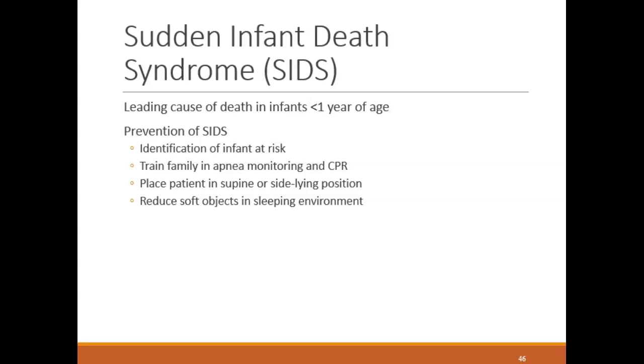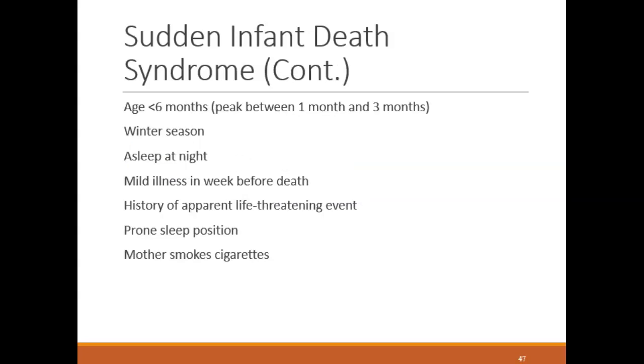Some other risk factors, I think co-sleeping is a big one. They really recommend not co-sleeping. Houses where mom and dad smoke usually have a higher incidence of SIDS as well, so not smoking around the baby. Those are all things that we can do to try to help prevent it.